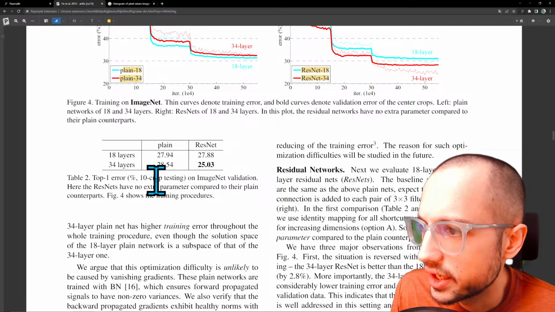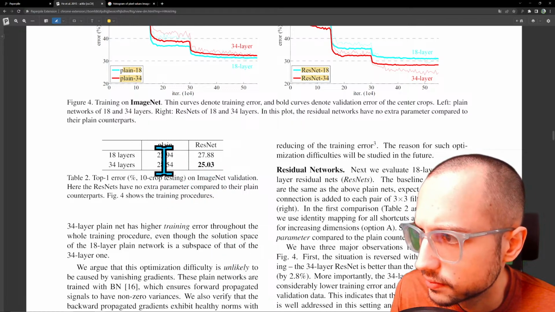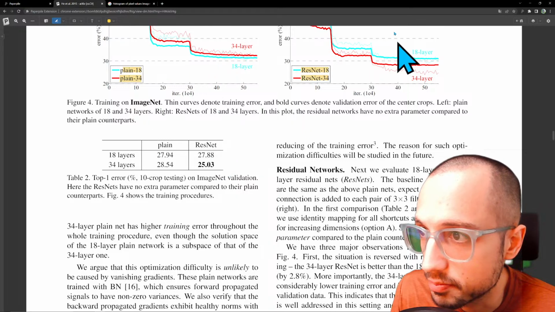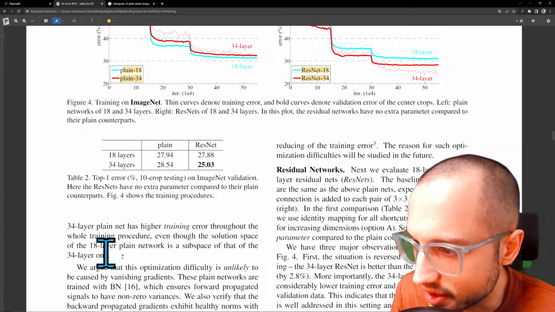Top 1% error. Yeah, so this is basically just the graphs but in table form.